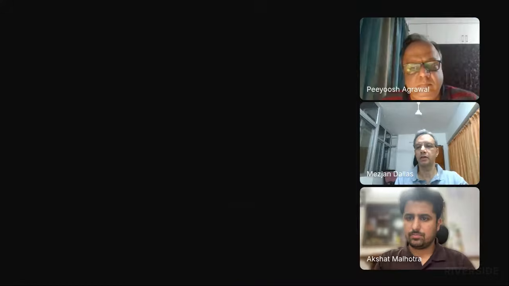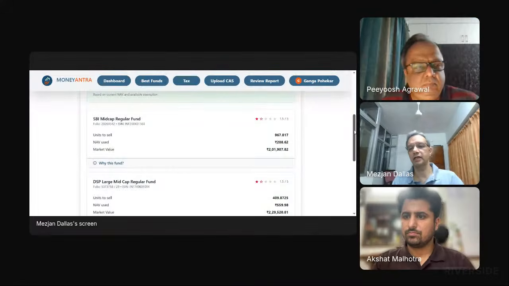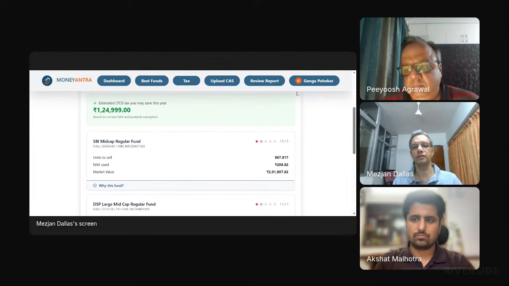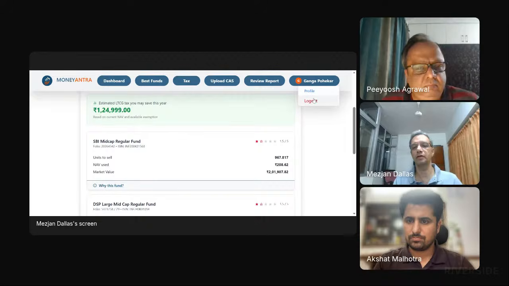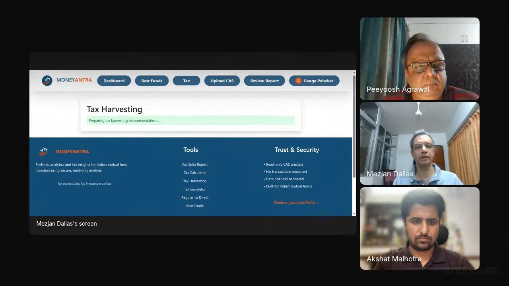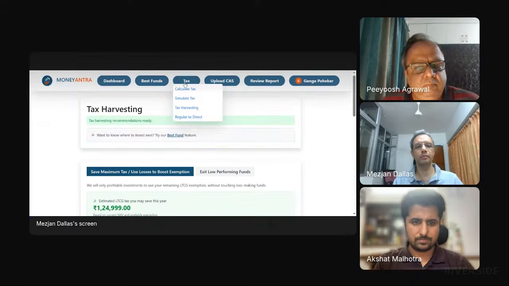So, folks, like I said, shall I just go in and do the login part? Right from the login we'll do. So you create an ID and you sign in. As soon as you sign in, you basically go and click on tax.